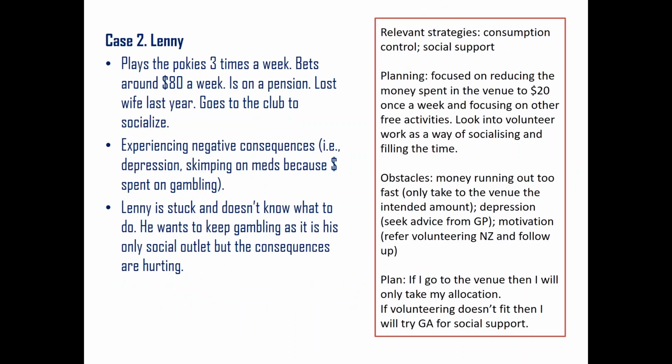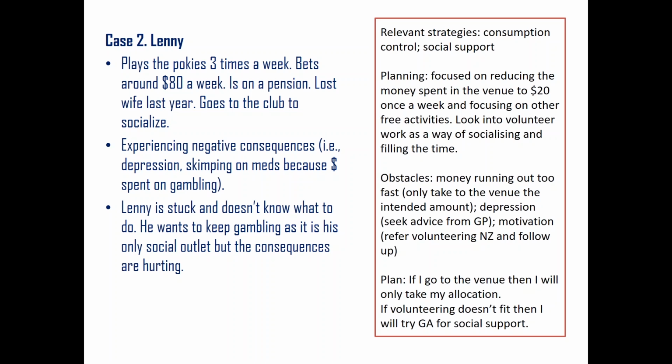So let's look at Lenny. Lenny plays pokies 3 times a week. He bets around $80 a week, and he's on a pension. So it's not a great deal of money, but on a pension, that is a great deal of money for Lenny. His wife passed away last year, and he goes to the club to socialise. He's experiencing negative consequences. He has some depression that he thinks might be associated with repeated losses, and he's skimping on his meds because of the money he spent on gambling.